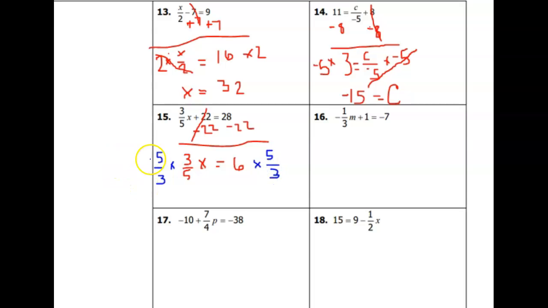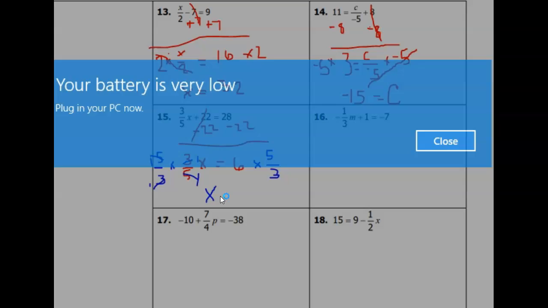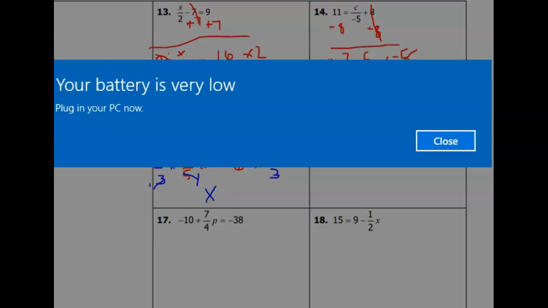And look what happens on the left side. Everything's going to end up canceling out. That's just how it works. It all cancels out. It just goes away. And so I end up with just x by itself. And on the right side, again, the 6 is over a 1. So 6 times 5 is going to be 30. And then 3 times 1 is 3. 30 divided by 3 is 10. X equals 10. Let's go to the next one.